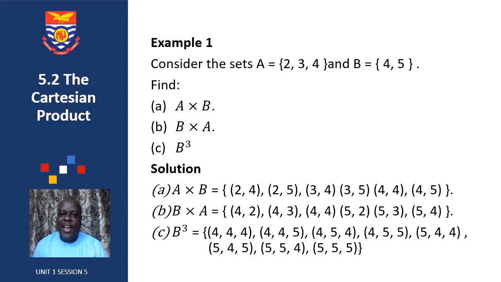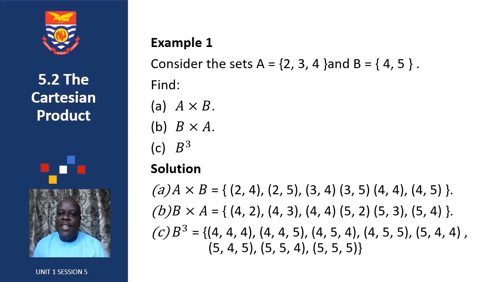Let's look at the solution. The first one, A cross B. You have your parentheses, and in the parentheses you get the first pair by taking the first entry of the first set against the first entry of the second set. So the first ordered pair will be (2, 4). Then the same 2 against the second entry, so (2, 5). We are done with 2. We come to 3, so we do (3, 4) and then (3, 5). Then we move to 4, and we do (4, 4) and (4, 5). That forms A cross B.